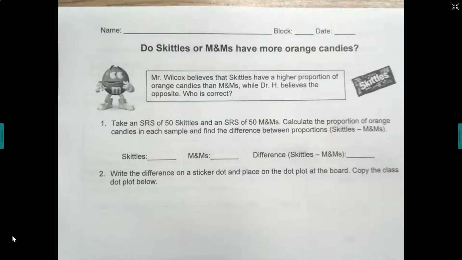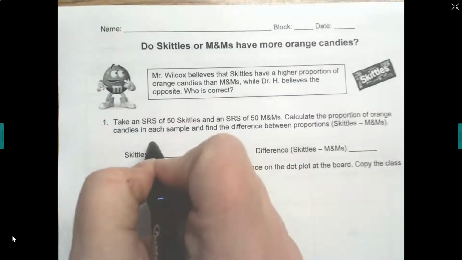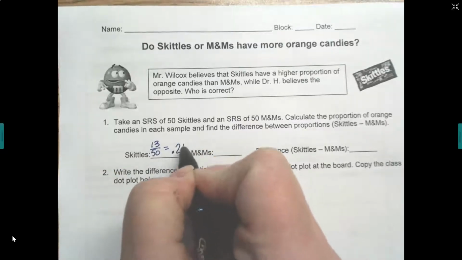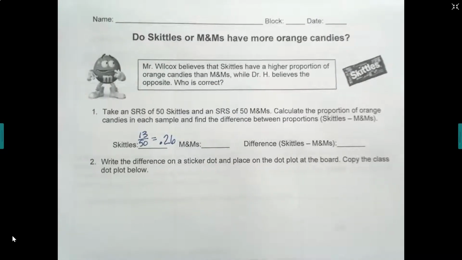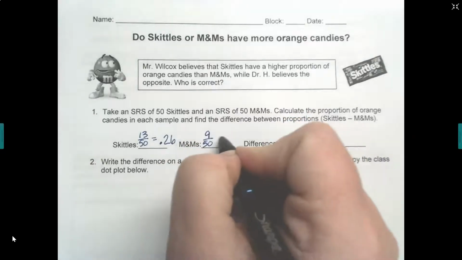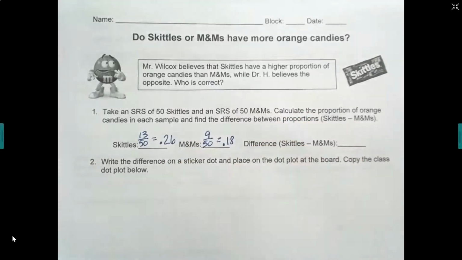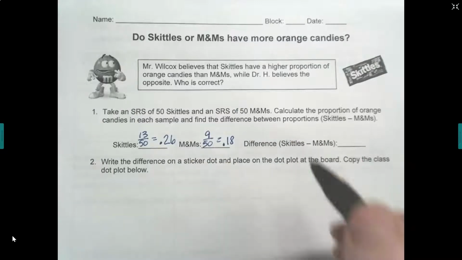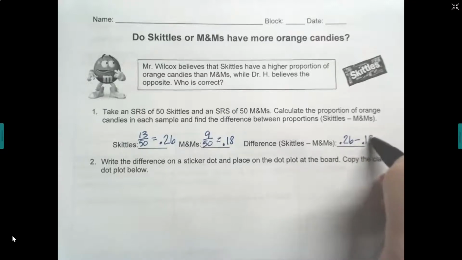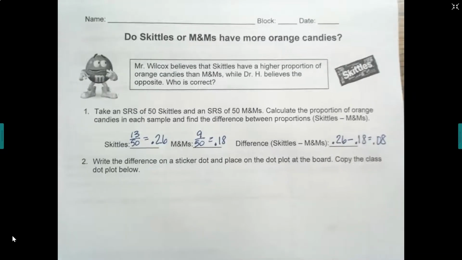For our Skittles, I got a sample of 13 oranges out of the 50. So I got a sample proportion of 0.26. And then for the M&Ms, I got 9 oranges out of 50 for a sample proportion of 0.18. To find the difference, we're just going to subtract. We got 0.26 minus 0.18, which equals 0.08.